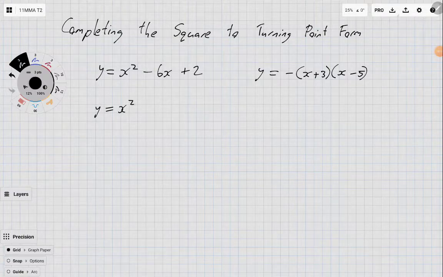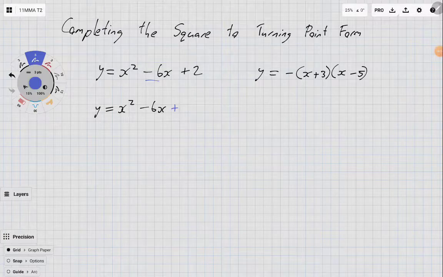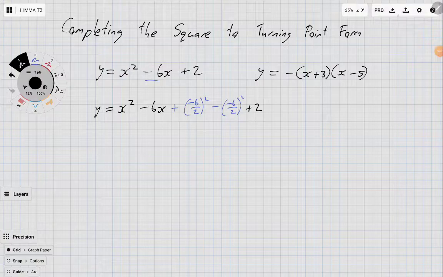So the middle term is minus 6x, or minus 6. So we're going to half minus 6 and square it. So we're going to add minus 6 on 2 squared, we're going to subtract minus 6 on 2 squared, and the plus 2 just hangs out on the end. These three make a special trifecta, which means we can use the completing the square rule.